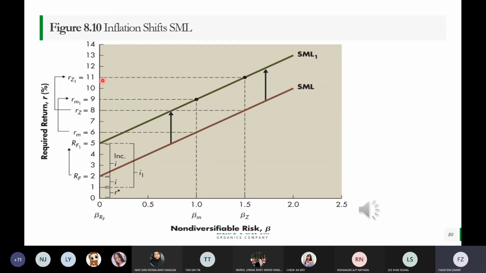The important lesson here is that a given change in inflationary expectations will be fully reflected in a corresponding change in the returns of all assets, as reflected graphically in a parallel shift of the SML. Okay, so that is the changes. So it affects the returns for all types of assets if there's inflation changes. So inflation is like a systematic risk. If there's a change, it affects everybody; nobody can escape from that effect.